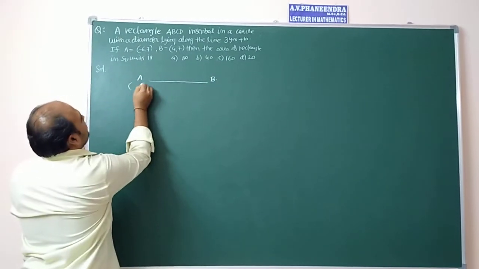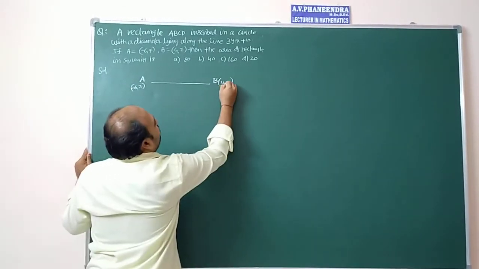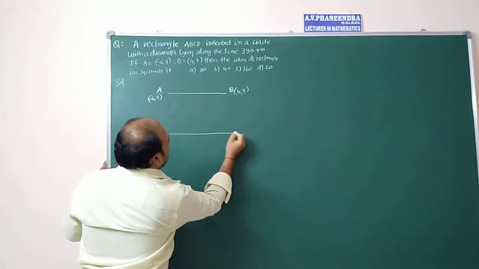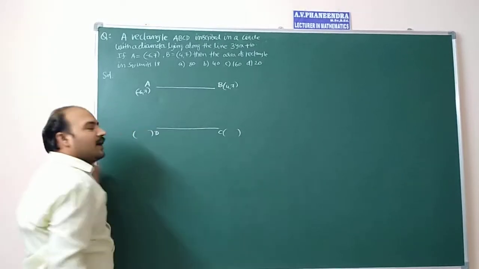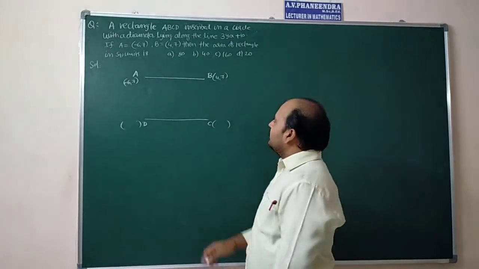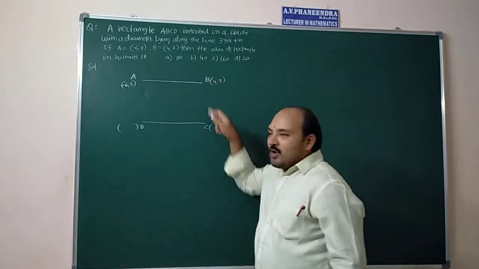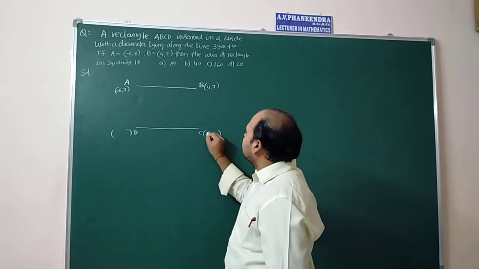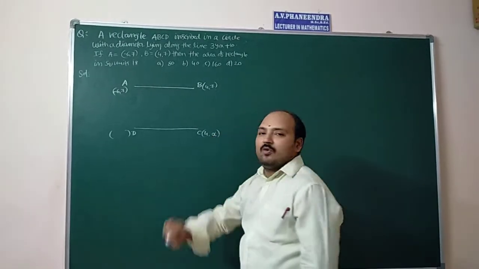So point A is (-6, 7). B point is (4, 7). To form the rectangle, 2 more points are required. That is C and D, I am taking. How do we write the points of C and D? This is parallel to this one, and observe that BC is a vertical line, and AD is a vertical line. For a vertical line, the x coordinate should be equal. So here the x coordinate is 4, which means obviously C's x coordinate is 4. We don't know the y coordinate, so I am assuming it is alpha.